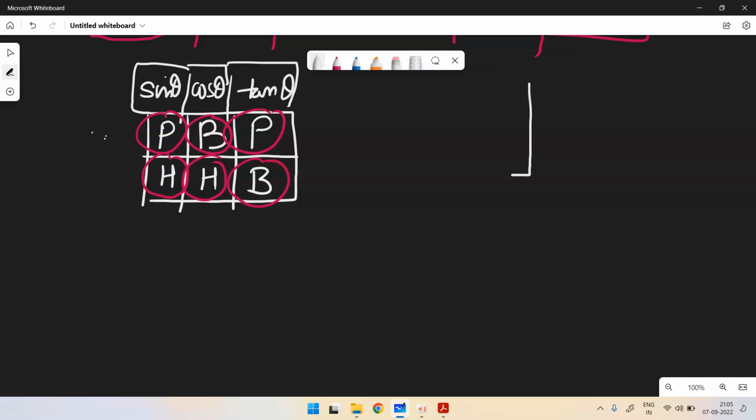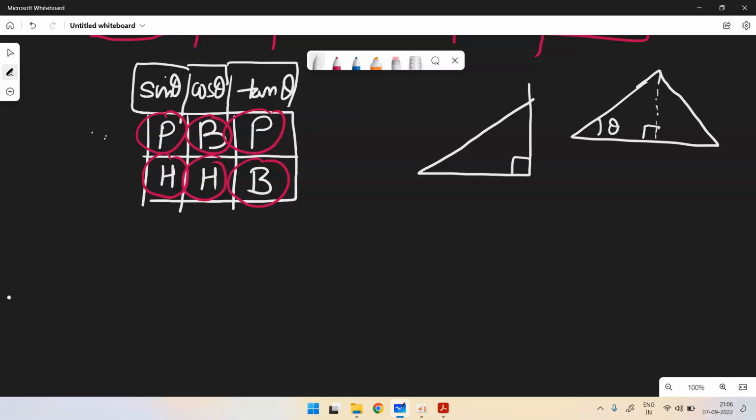Remember it only in a right angle triangle. In a right angle triangle, this is valid. If some other triangle is given, it may still be valid, but not directly. You need to first draw the perpendicular, and then only for this theta can you derive the things from this and this.